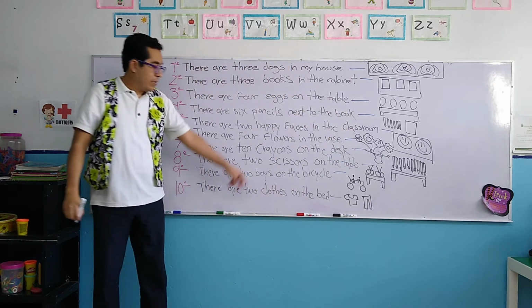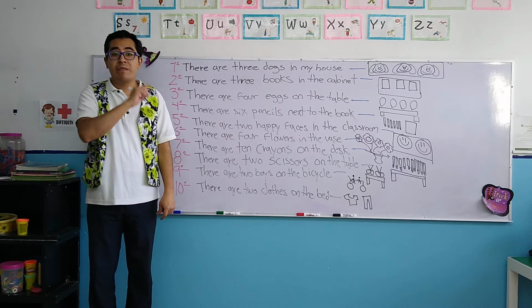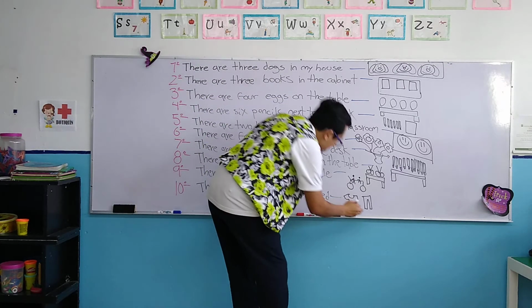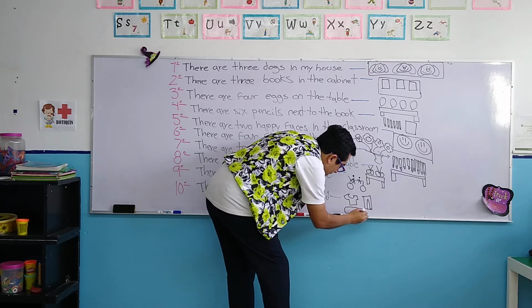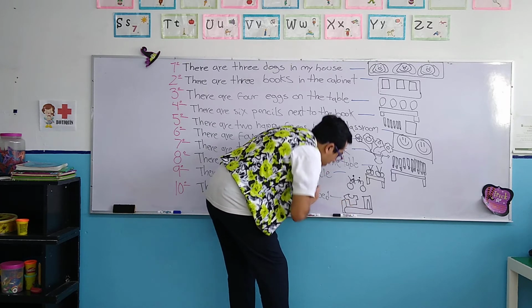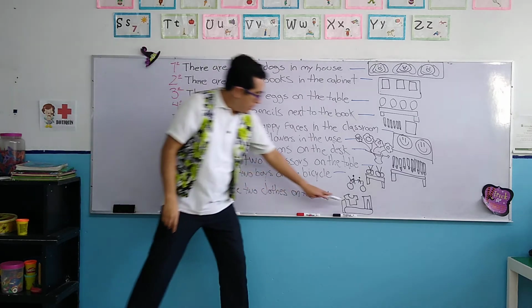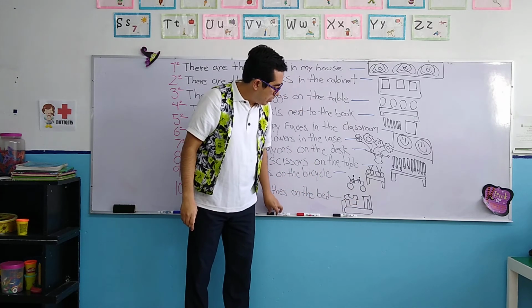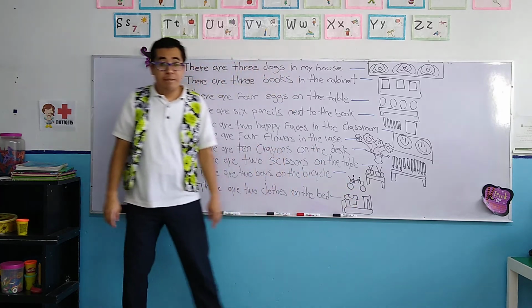Okay? Now, there are two clothes on the bed. Okay? One thing that is missing is the bed. So for a bed, we can make like a rectangle that is on the lowest part. So the two clothes are on the bed.